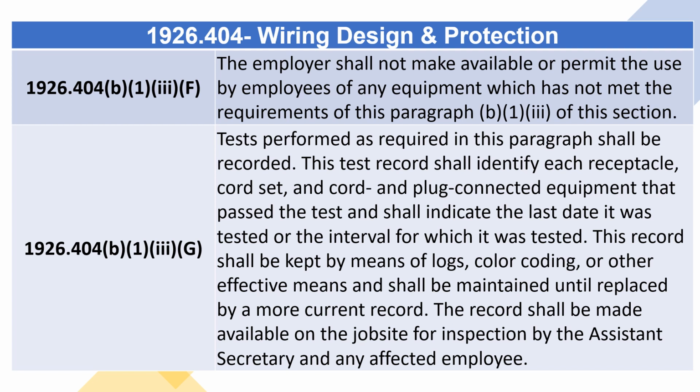1926.404(b)(1)(iii)(G) Tests performed as required in this paragraph shall be recorded. This test record shall identify each receptacle, cord set, and cord and plug connected equipment that passed the test and shall indicate the last date it was tested or the interval for which it was tested. This record shall be kept by means of logs, color coding, or other effective means and shall be maintained until replaced by a more current record. The record shall be made available on the job site for inspection by the Assistant Secretary and any affected employee.